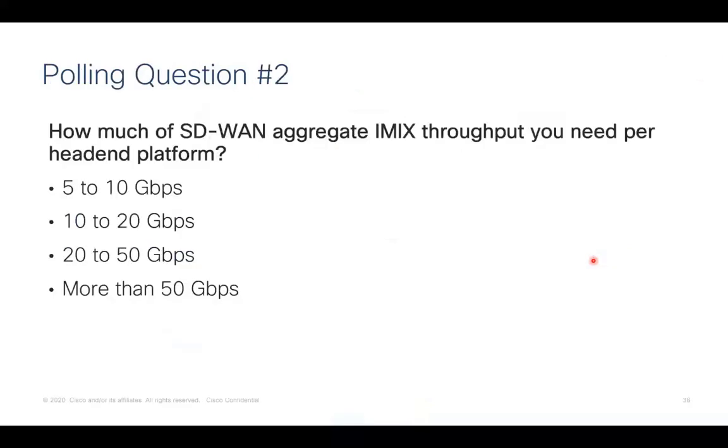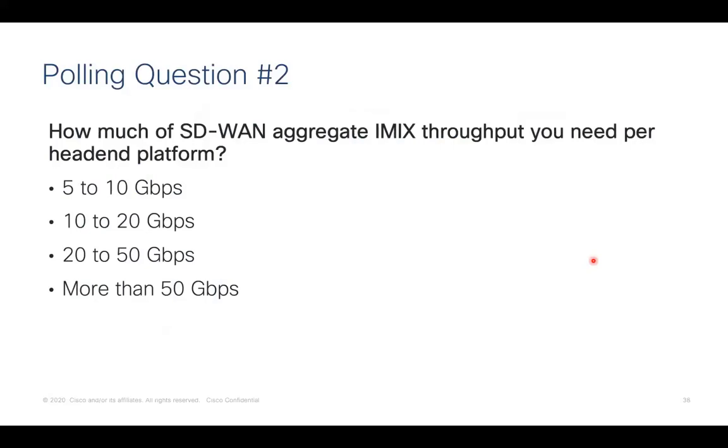Yes, now is the time for the second polling question. How much SD-WAN aggregate IMIX throughput do you need per head-end platform? Please choose the answer to this question. I am really interested to know how much platform bandwidth you are looking for SD-WAN aggregation from an IMIX throughput point of view. Is 5 to 10 Gbps sufficient? Is 10 to 20 Gbps sufficient for you? You may need more, 20 to 50 Gbps. All of these are mixed numbers. Please choose based on that. And also let me know if you need more than 50 Gbps of SD-WAN IMIX at your head end.